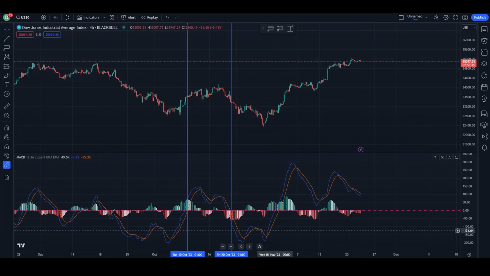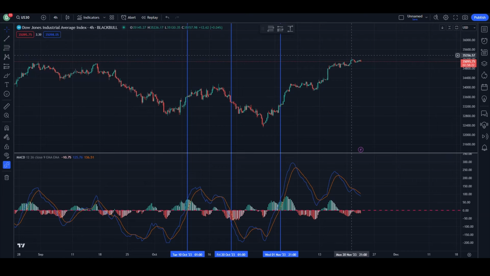Another great bullish example right over here. The price was moving in an uptrend. Both of the lines crossed above the zero line, indicating bullish continuation, and we can notice that the price kept on moving to the upside.